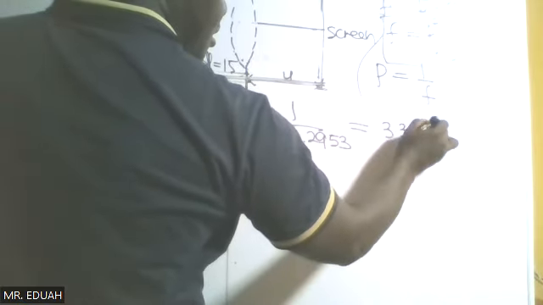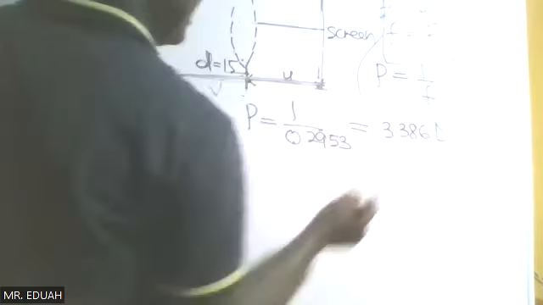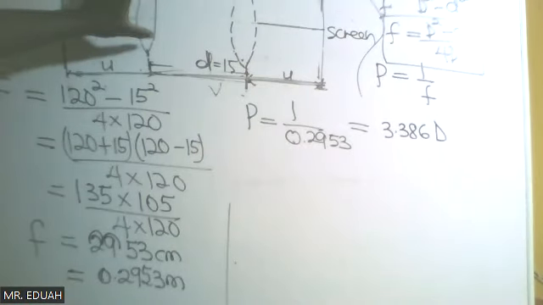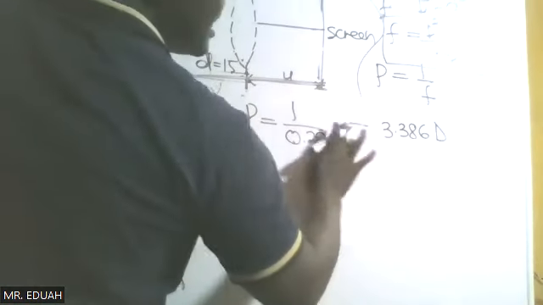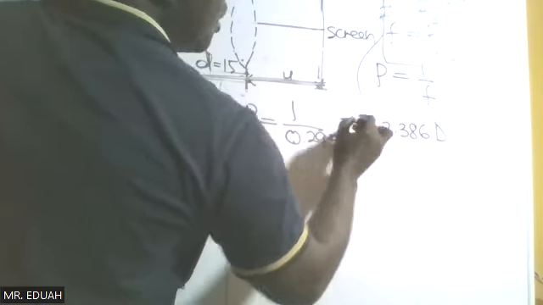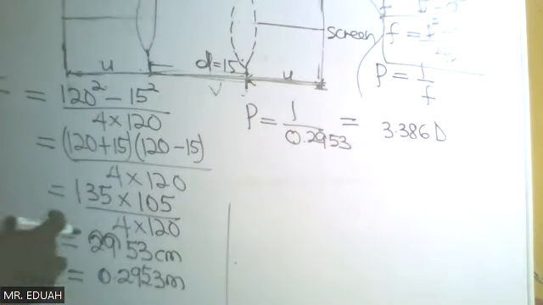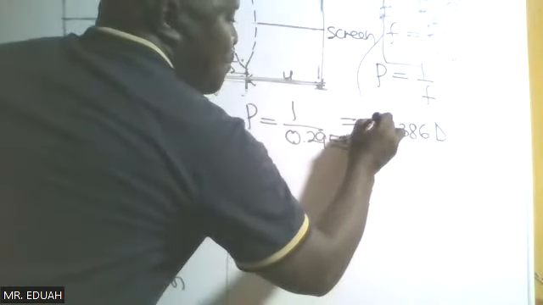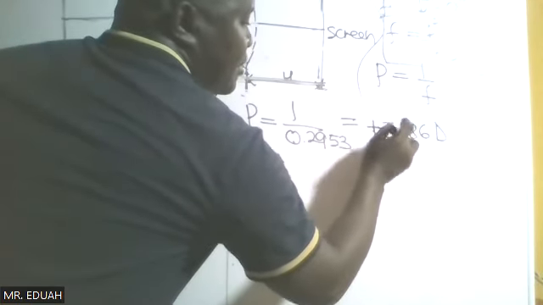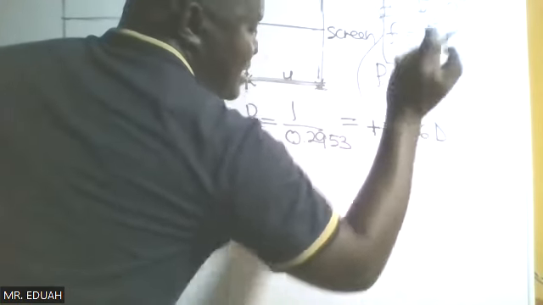3.386 diopter. And because this is a convex lens, it converges, and if the optical device converges, its power is expressed as positive. So plus 3.386 diopter. This is the power of the lens.